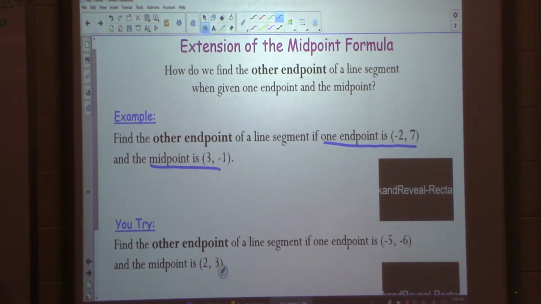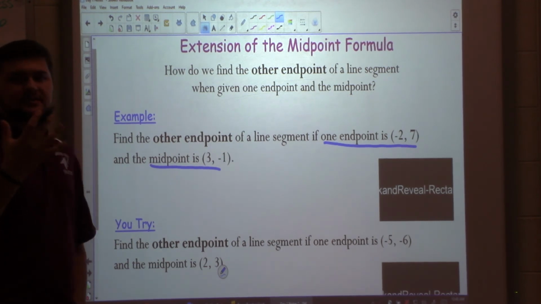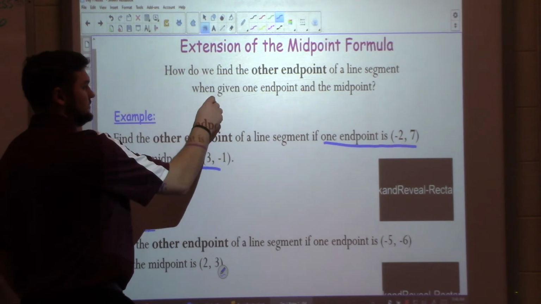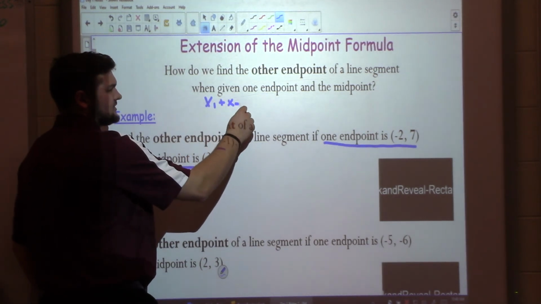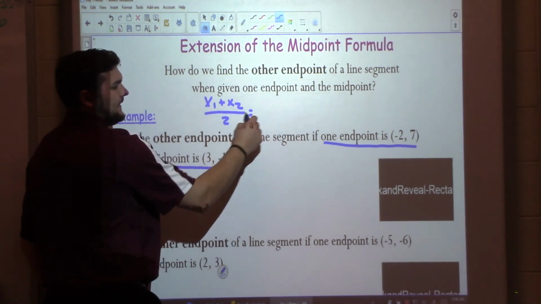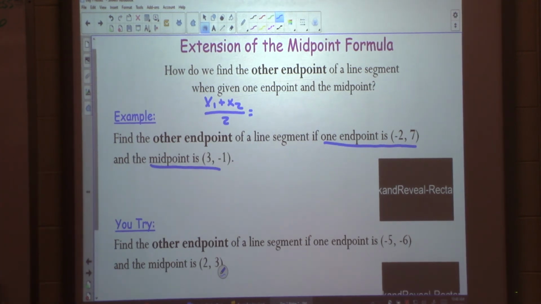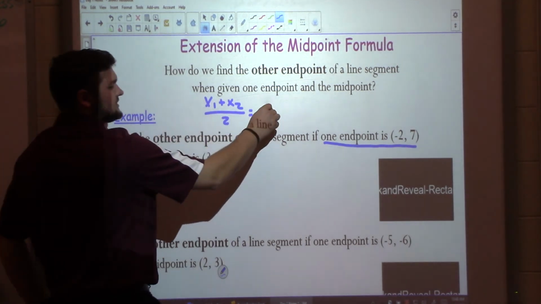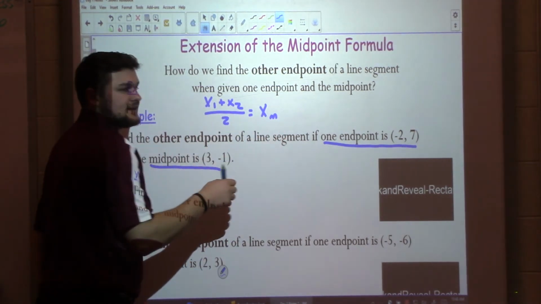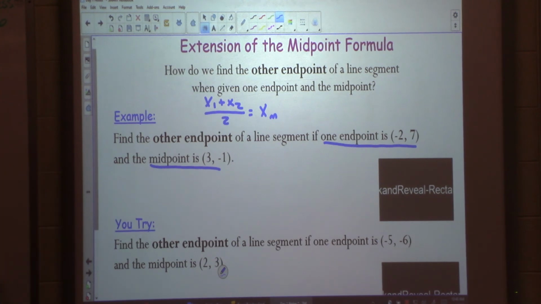Let's just focus on x right now, so not even worry about y. Let's think about it. What was the midpoint formula to find our x at the midpoint? x1 plus x2 divided by 2. And that gave us our x at our midpoint, right? So I'm going to use x with a subscript m there for x midpoint. Just kind of how my brain works, I need to label it.